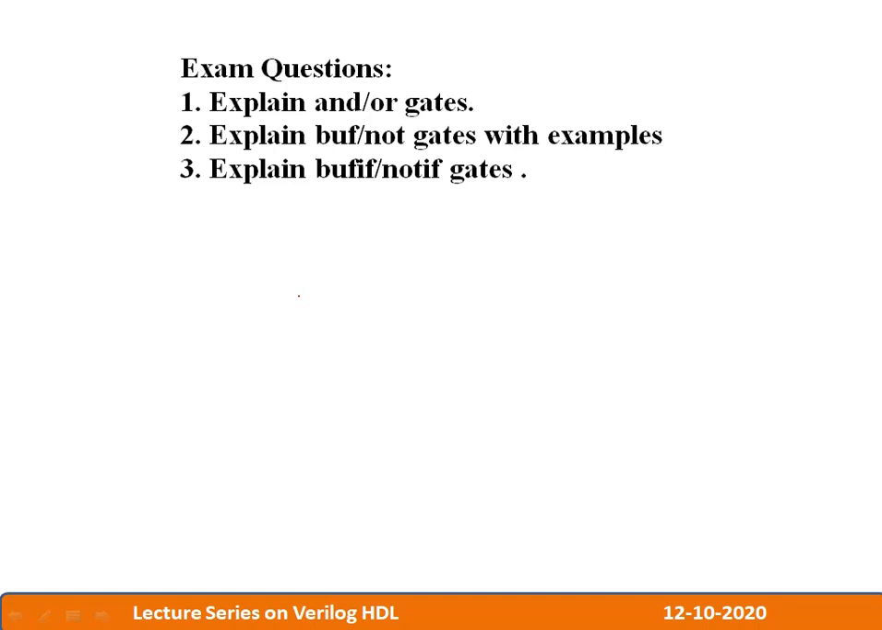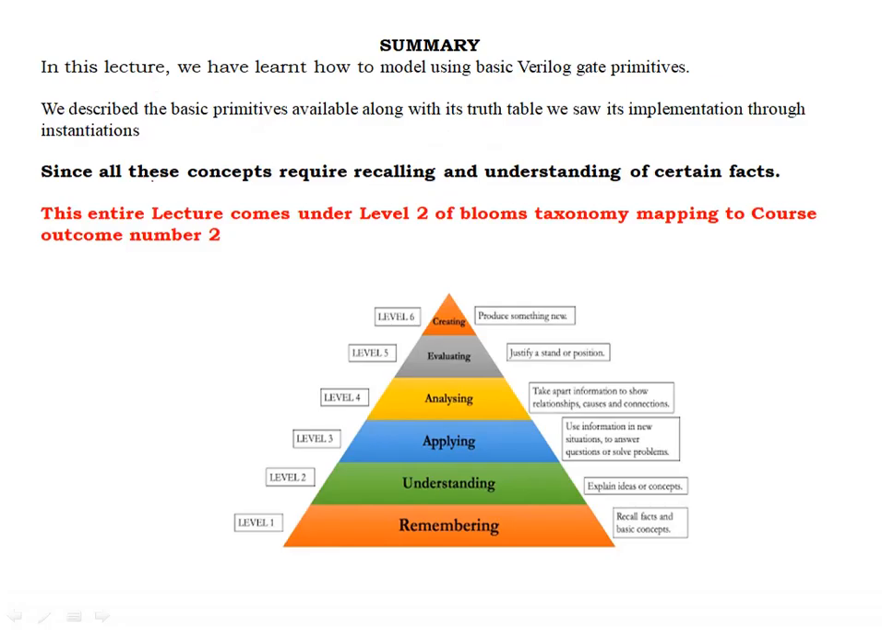So let's try to summarize with some exam questions. What could be the possible exam questions? Straightforward exam questions: Explain AND and OR gates. Explain BUFF and NOT gates with examples. I already mentioned some examples. Try to reflect your answer with those examples. So these are the three possible questions that could be asked in the examination.